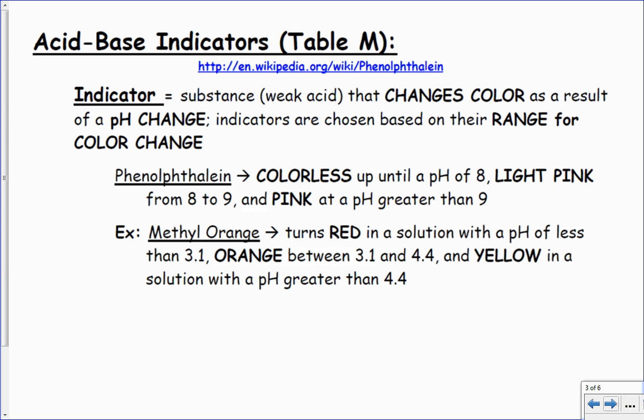So phenolphthalein, for example, is in our reference table. It is colorless until I get up to a pH of 8, then a light pink from 8 to 10, and then a dark pink if the pH is greater than 9. Methyl orange, for example, turns red in a solution with a pH less than 3.1. In this color range, it's going to be a mixture of red and yellow, which is orange, and then afterwards it'll be yellow higher than 4.4.